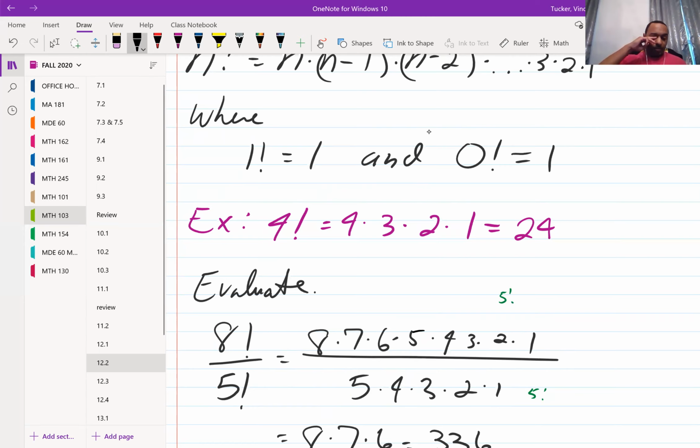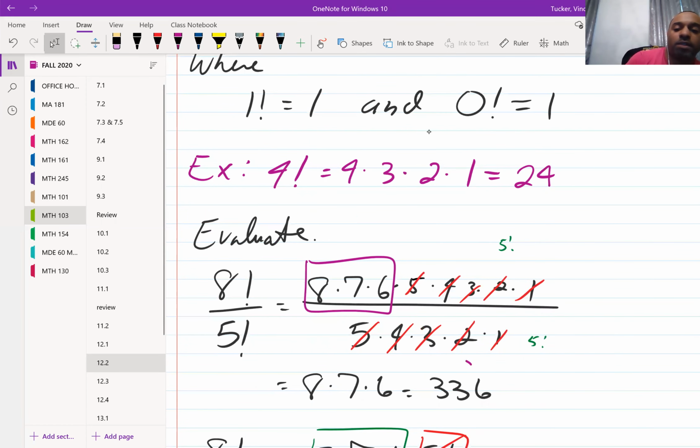The long way is to expand it out. Here we have 8 factorial, which is 8 times 7 times 6 times 5 times 4 times 3 times 2 times 1. And we have 5 factorial, which is 5 times 4 times 3 times 2 times 1. Remember when you're dealing with fractions, whatever's in common with the top and bottom can cancel. So the 5, 4, 3, 2, 1 in common will cancel out, leaving us with 8 times 7 times 6, which gives us 336.